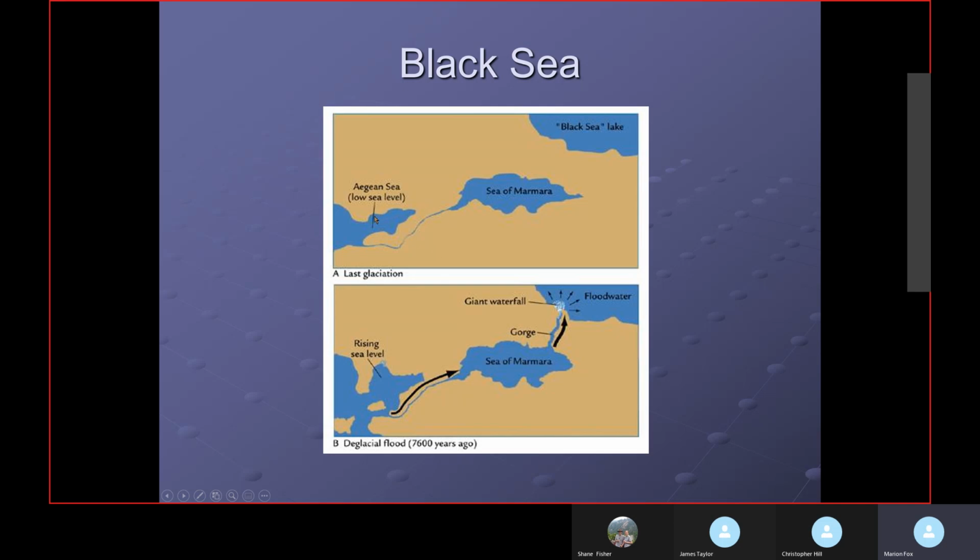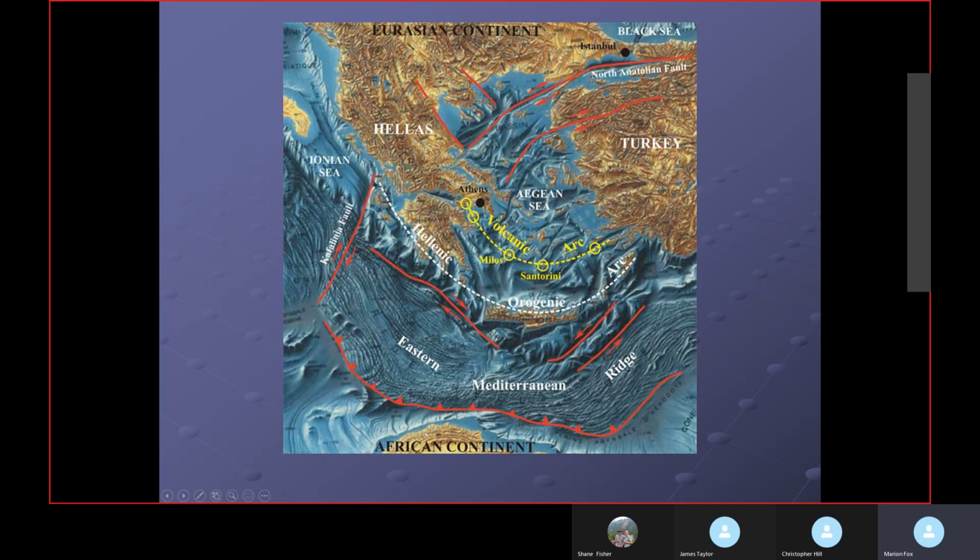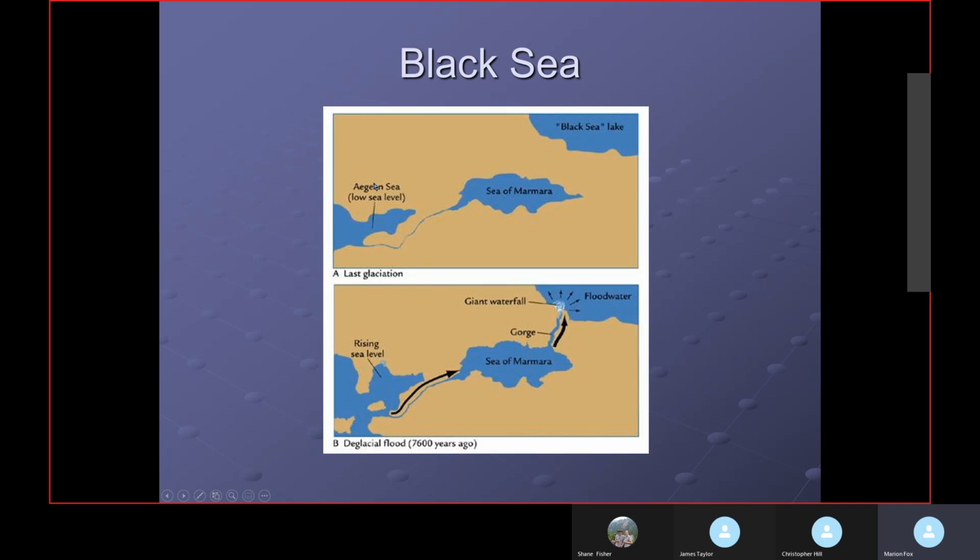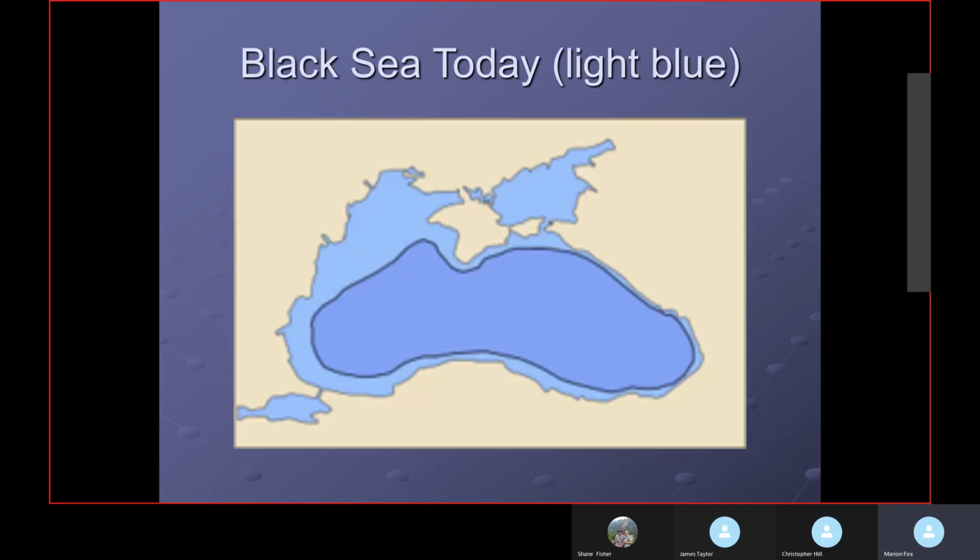So the Aegean Sea was at low sea level, and then it filled this region up, and then finally, once it filled it up, the level of the Mediterranean and the Aegean Sea rose, perhaps due to rainfall and other things at that time. As it rose, it eventually flowed water into the Black Sea over here. So here's your Black Sea.